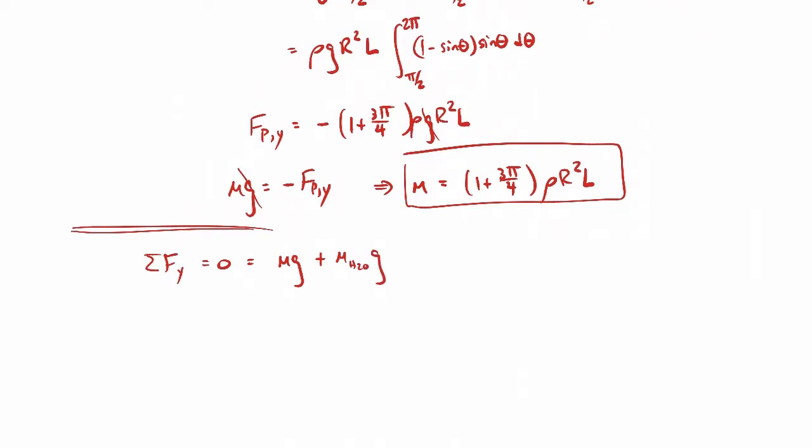Okay, so we'll have to figure that out in just a moment. And then acting upward is the pressure, which we said was rho g times 2r, times the area over which that pressure acts, which will be 2r times L. So that's the pressure force acting upward.